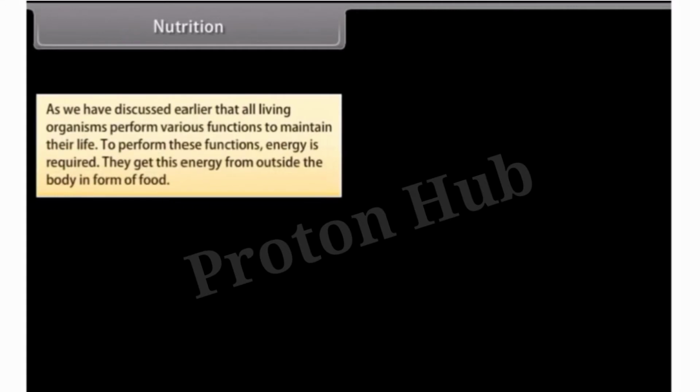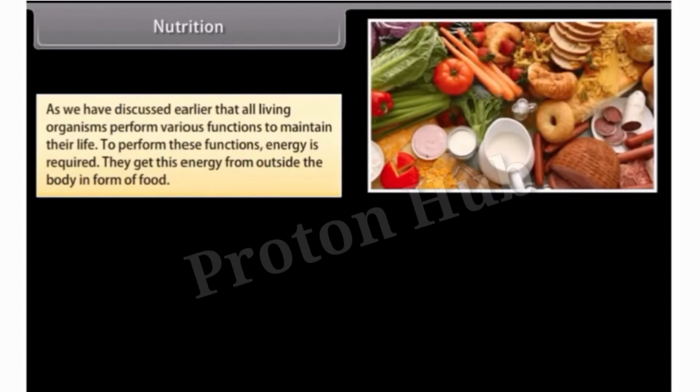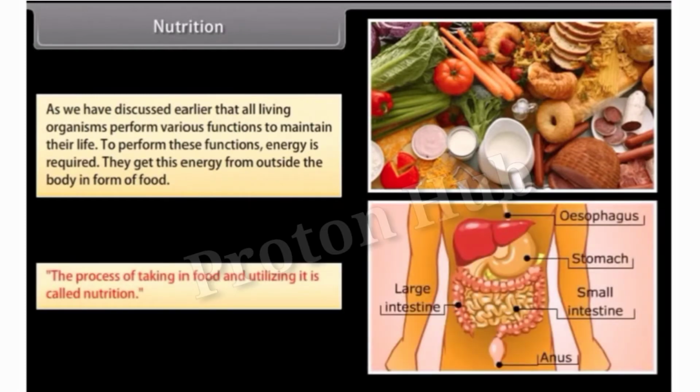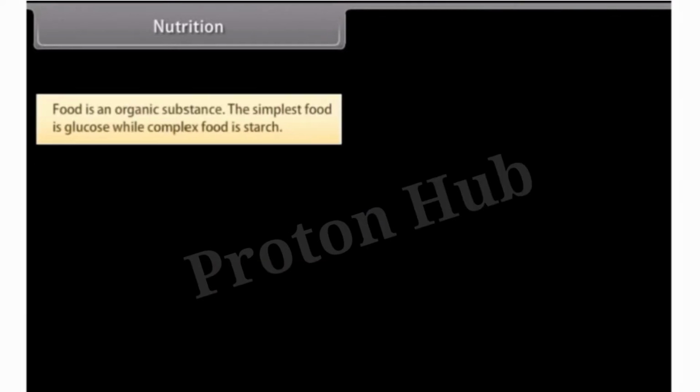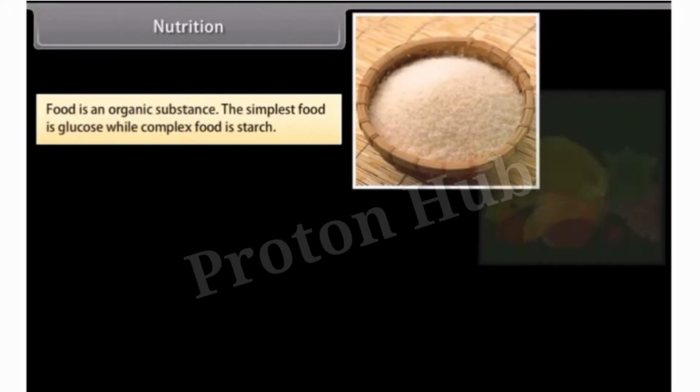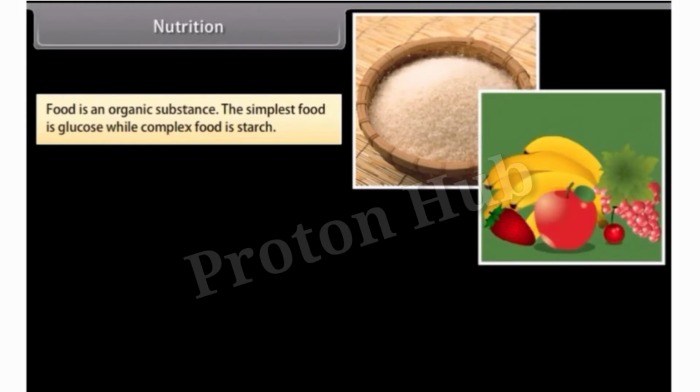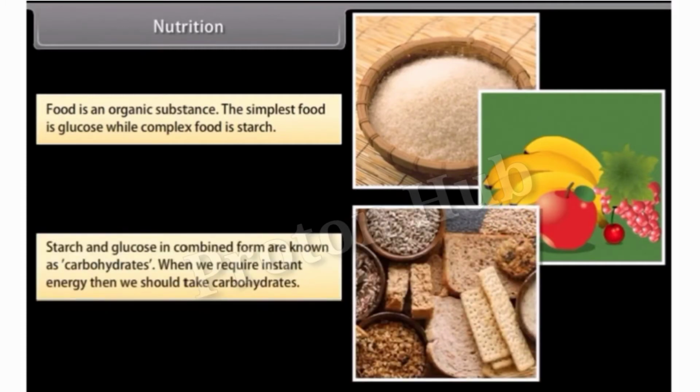Nutrition. As we have discussed earlier, all living organisms perform various functions to maintain their life. To perform these functions, energy is required. They get this energy from outside the body in form of food. The process of taking in food and utilizing it is called nutrition. Food is an organic substance. The simplest food is glucose, while complex food is starch. Starch and glucose in combined form are known as carbohydrates.